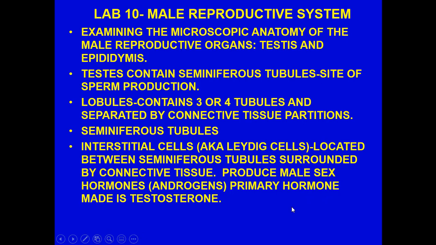Now, when you examine the microscopic anatomy of the male reproductive organs, we examine the testes and epididymis. The testes contain seminiferous tubules. Okay, these are the tubules that you are going to have, and you've got to get used to this terminology, meiosis. This is basically the other means of cell division and replication, but it only occurs to make gametes. In other words, sperm cells, ovum cells.